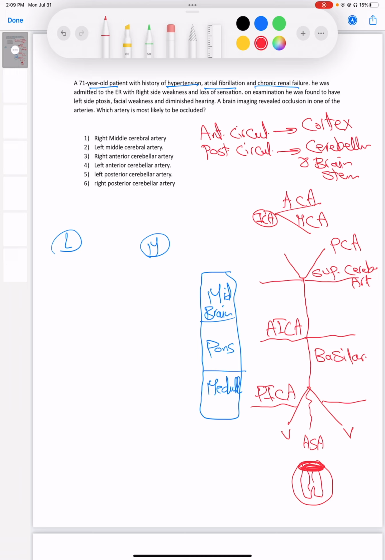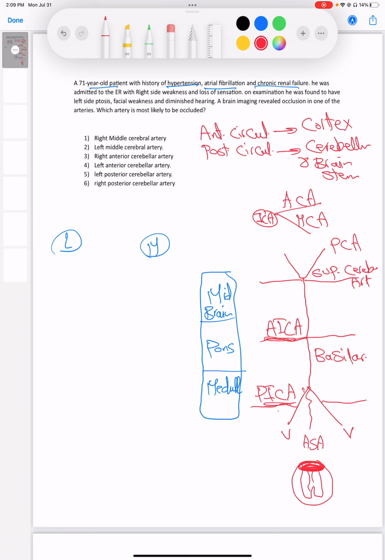So again, we have anterior circulation, ACA, MCA, and posterior circulation. Posterior circulation starts from the vertebral arteries down. Two vertebral arteries combined together give the basilar. The basilar ends with the posterior cerebral artery. We have the anterior spinal artery, which supplies the anterior part of the spinal cord and part of the medulla. Then we have the superior cerebellar artery, and we have the inferior cerebellar arteries, actually two: anterior inferior cerebellar artery and posterior inferior cerebellar artery.